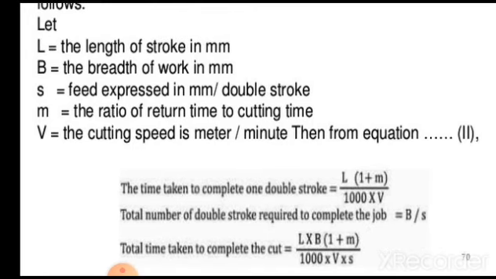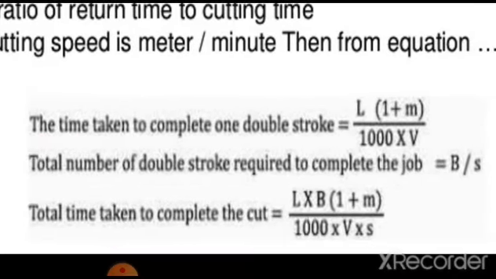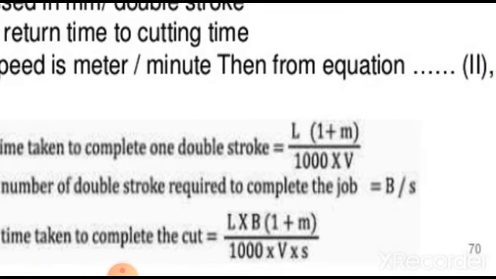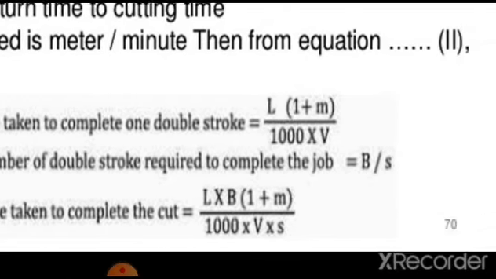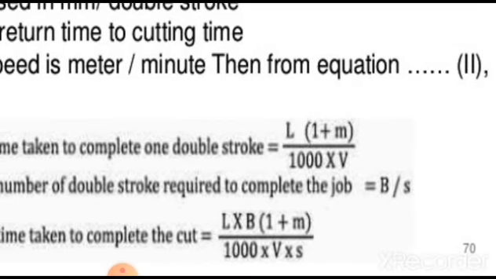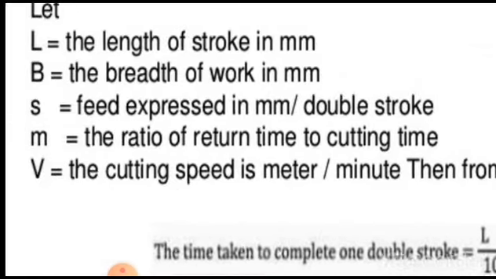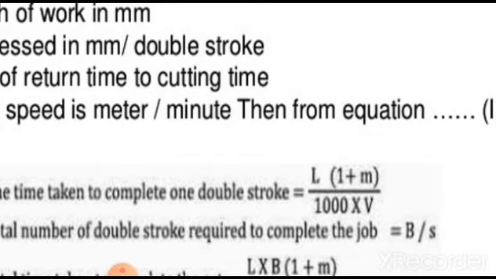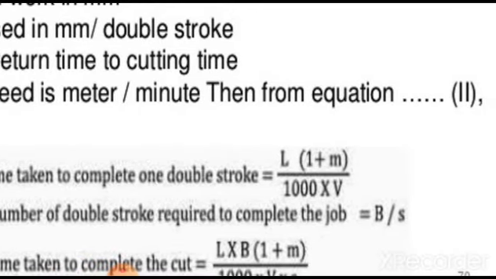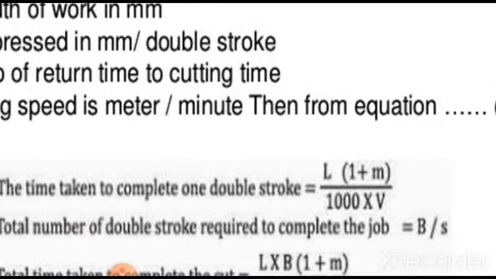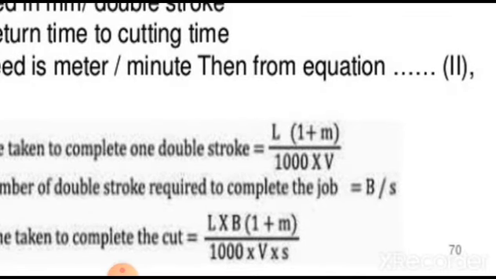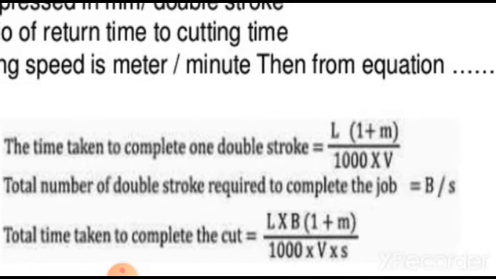Then we are going to consider this very carefully. The time taken to complete one double stroke is L, where L is the length of the stroke, into (1 plus M), divided by 1000 into V. That is the formula. The total number of double strokes required to complete the job is B divided by S. Why B divided by S? S is the feed. How much feed we give depends on how many strokes we are going to give. That is why we consider the breadth of the work. Whatever feed we give decides the total number of double strokes, B divided by S.